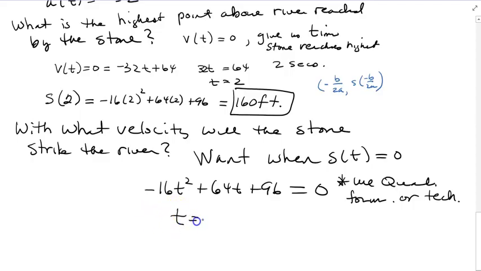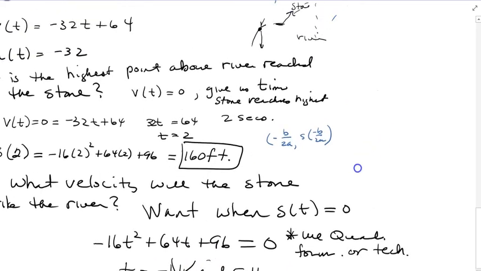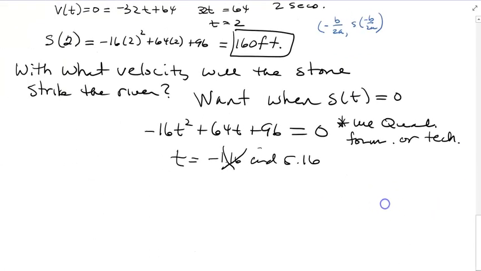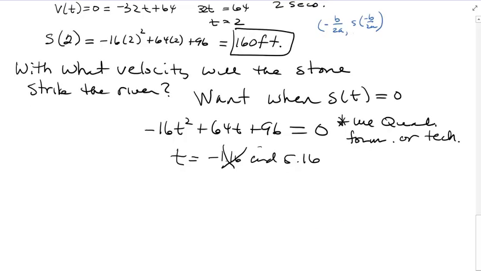All right. So t actually comes out to negative 1.16 and 5.16. Well, clearly, I'm going to go back to my graph for a second. Yeah, the negative 1.16 is totally out of the domain of time, so we would not use that. But the 5.16 we are going to use. The stone's going to strike the river in 5.16 seconds. So all you need to do is figure out what is the velocity at 5.16. And if you plug that into your velocity function, you can do that on your own.